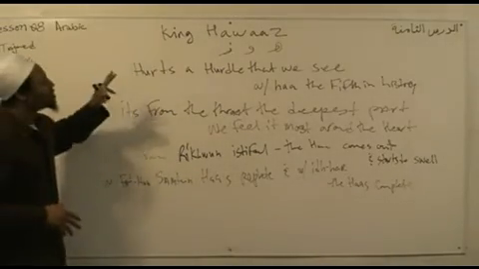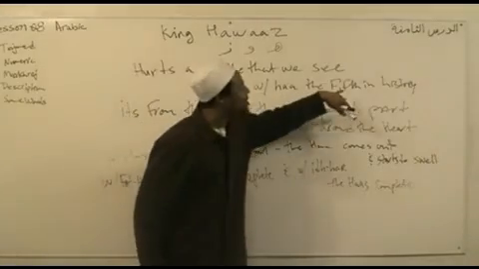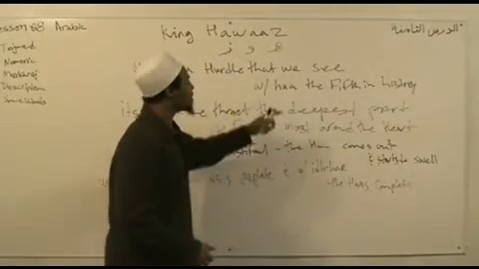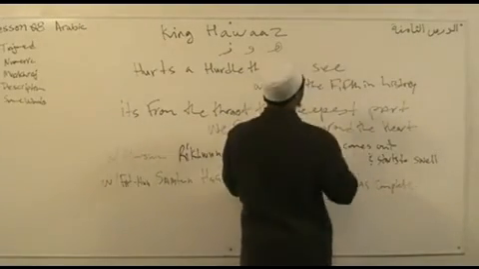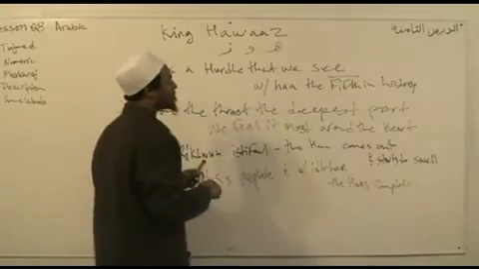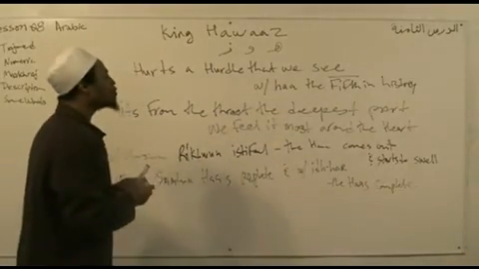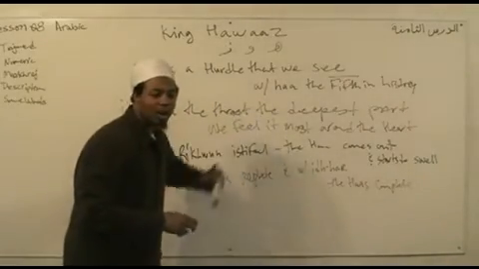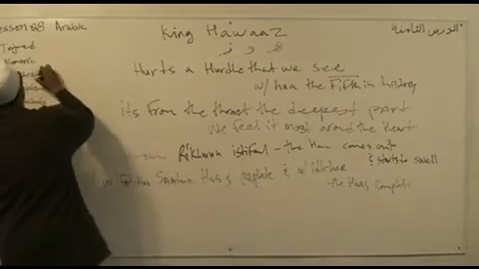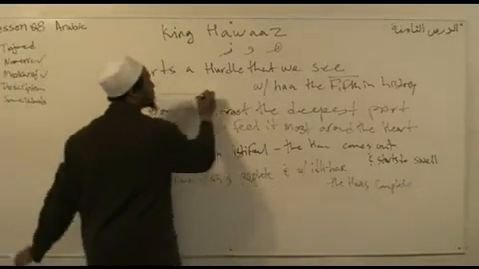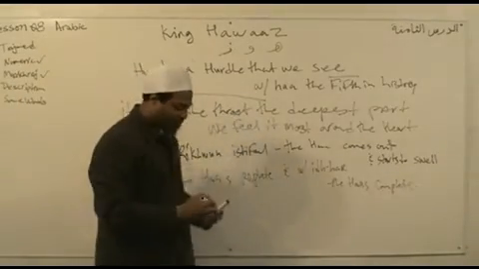So it says, "Hurt's a hurdle that we see with ha, the fifth in history." So it's the fifth letter; the numeric value is 5. It's from the throat, the deepest part. Where's it from? The throat. So the makhraj is given also. It's from the throat, the deepest part.